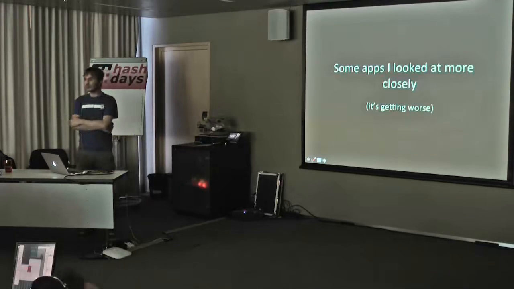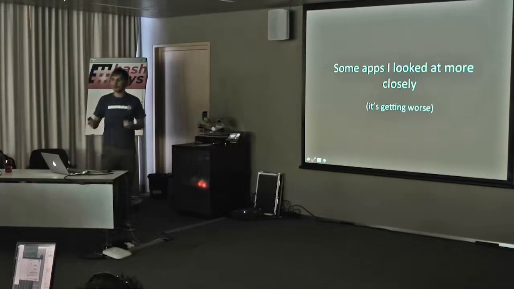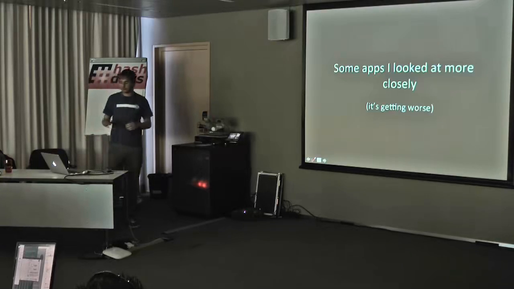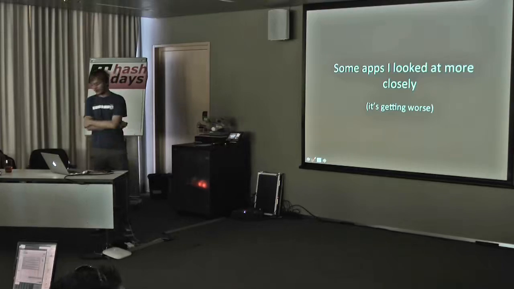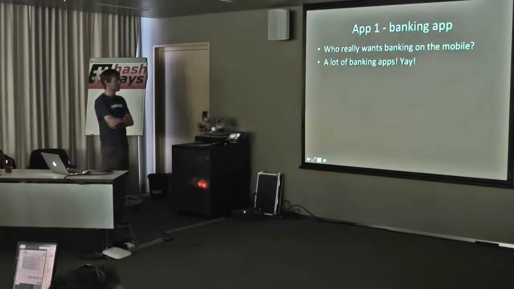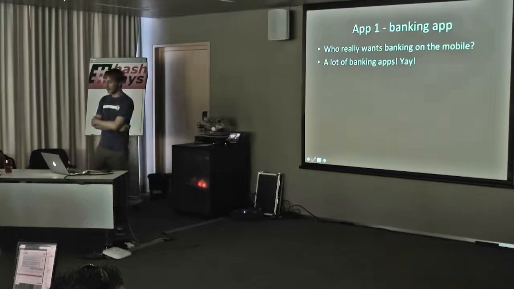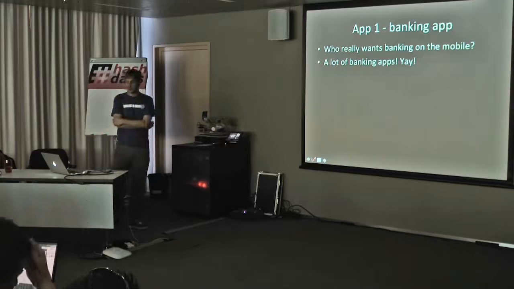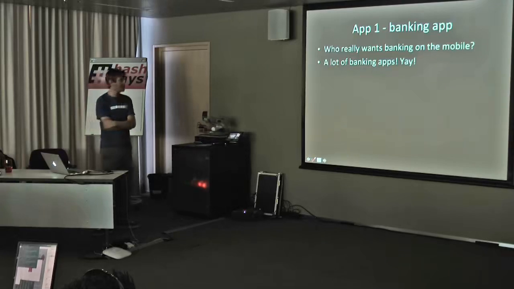Okay, that was just the low-hanging fruits. Sometimes I don't even know what the encryption is used for, or I just don't care. But yeah, there are really a lot of keys in the code. And let's look at some apps I looked at more closely. The first one is a banking app. And I always wonder who really wants banking on the mobile. I think it's not the IT security guys most of the time. There are a lot of apps which do banking on the Android platform.